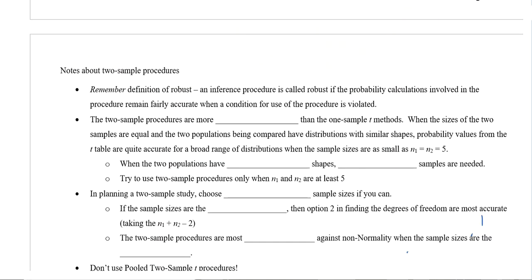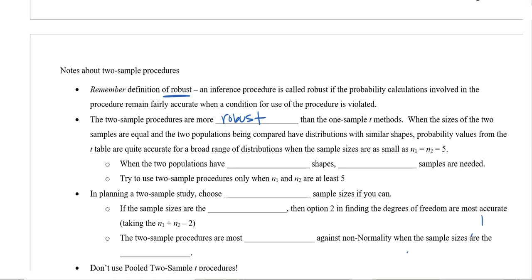So we're just going to jump and fill in some of these little fill in the blanks for the two sample procedures about means. So remember the definition of robust. We've seen that a few times. An inference procedure is called robust if the probability calculations involved remain fairly accurate when a condition for use of the procedure is violated. So the two sample procedures are more robust than one sample t methods when the sizes of the two samples are equal and the two populations being compared have distributions with similar shapes.